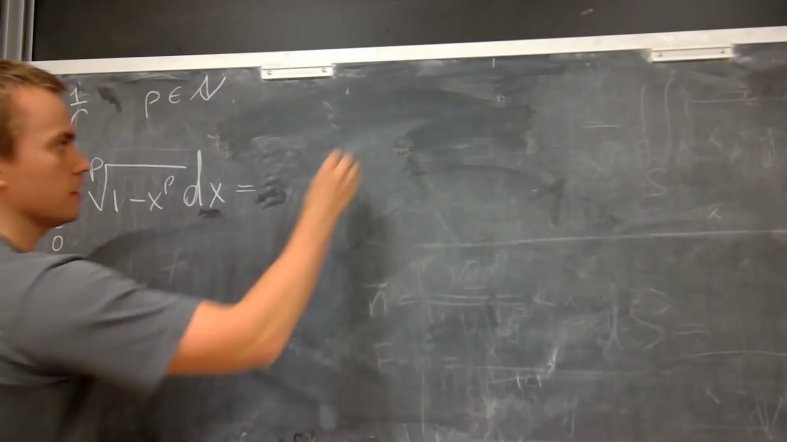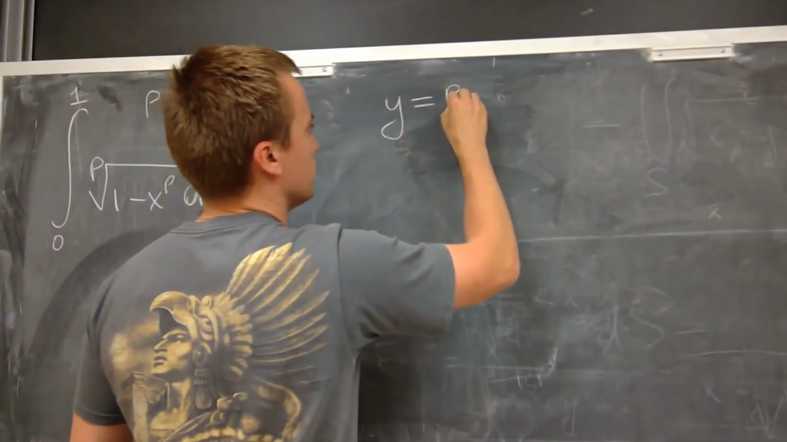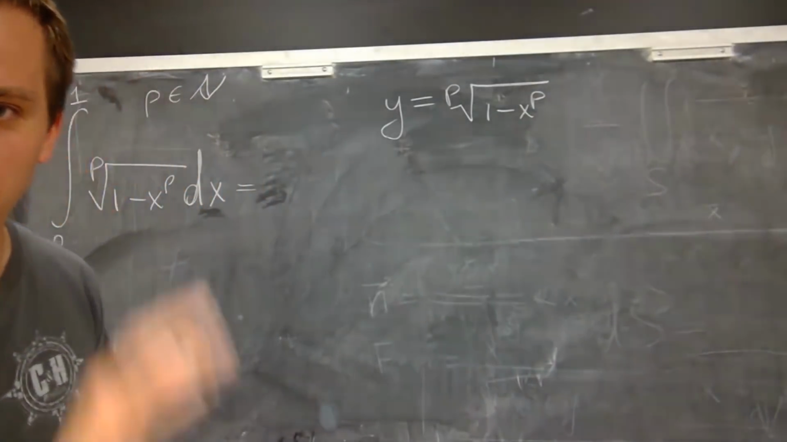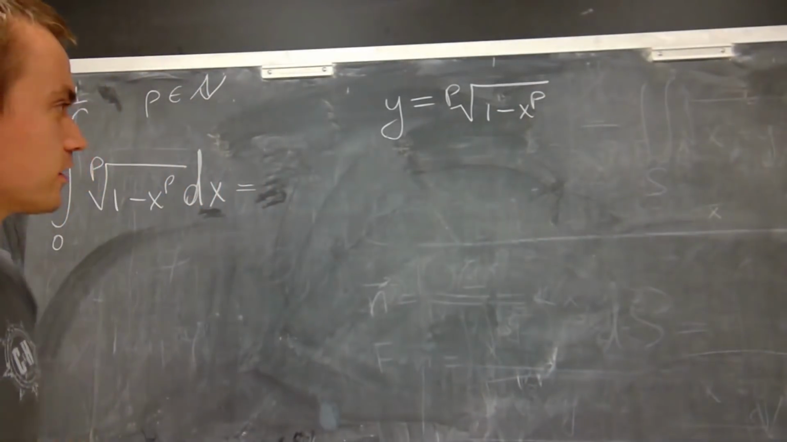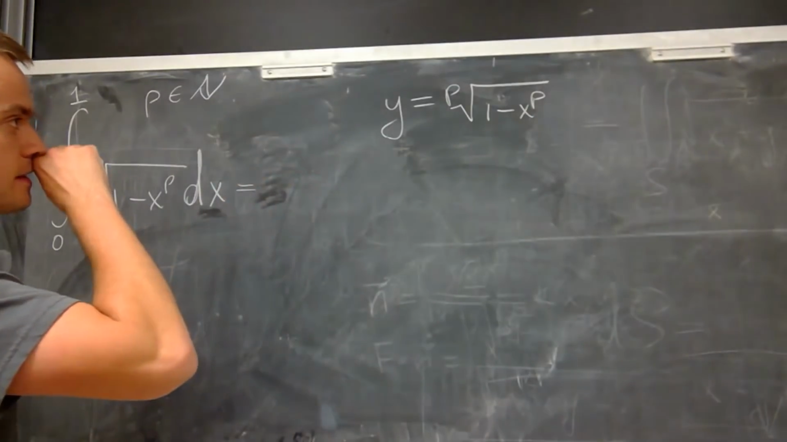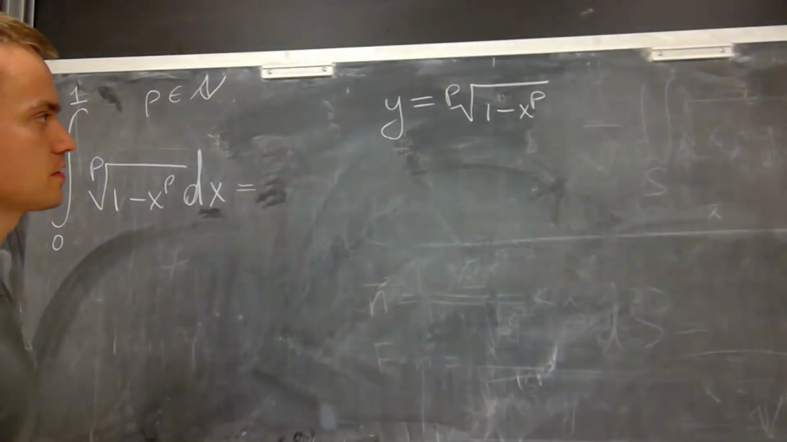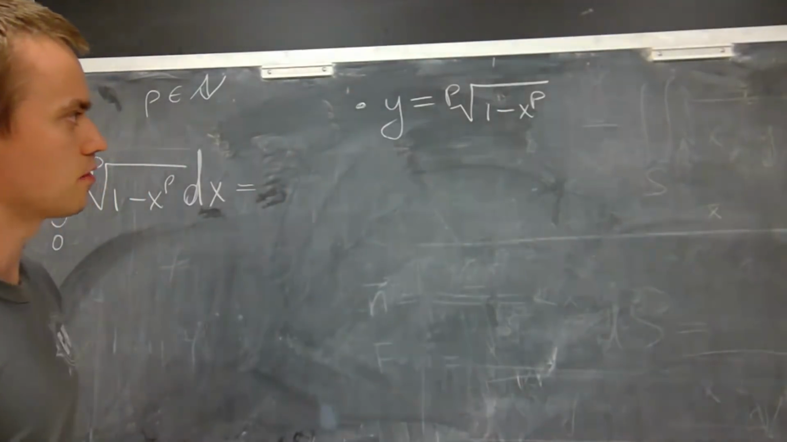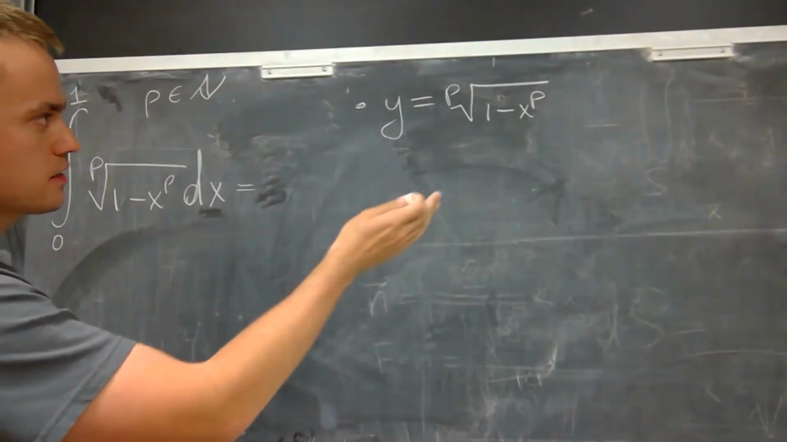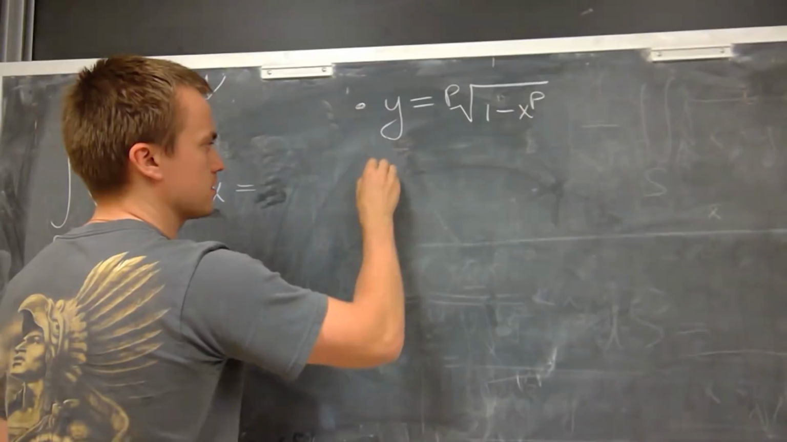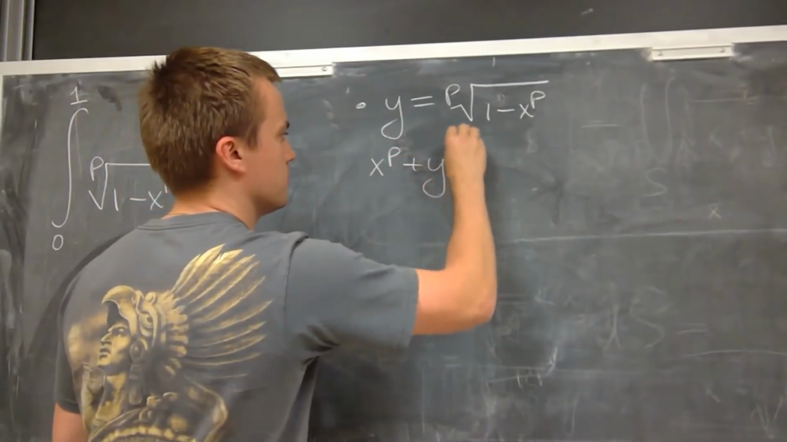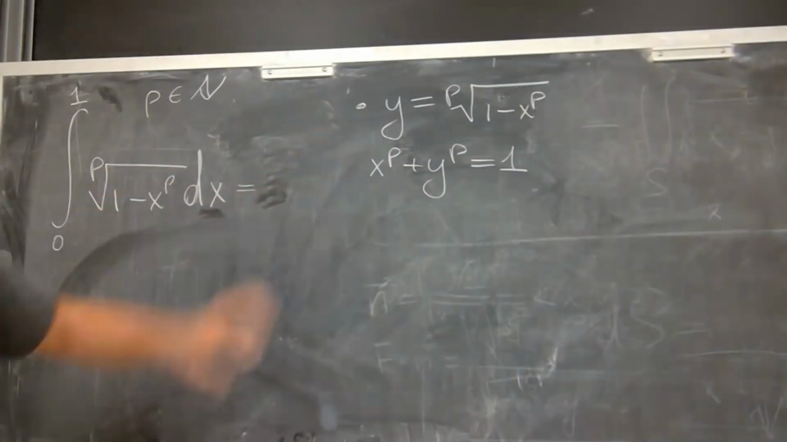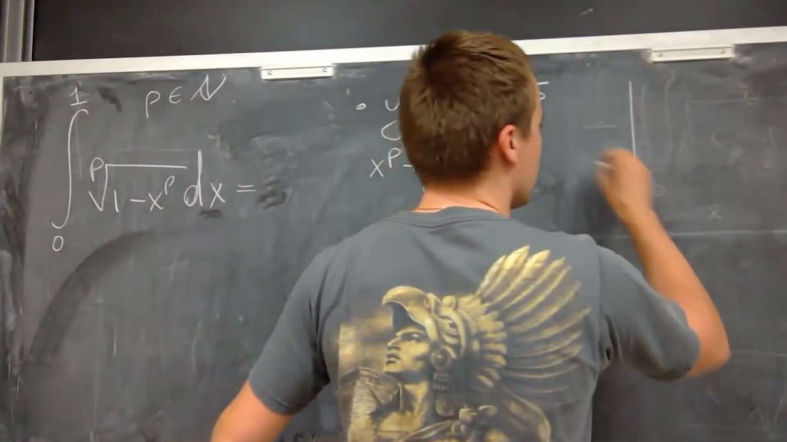What I'm given here is my function y equals the p-th root of 1 minus x to the p. Let's find the graph of this function. What can I do? I need to raise both sides to the power of p and bring x to the left-hand side. So I will get x to the p plus y to the p equals 1. And then I want to graph this one in the xy plane.